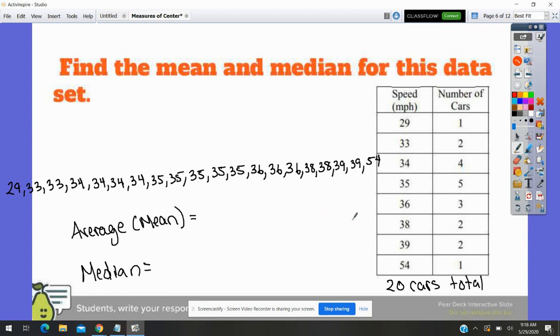So I got that the total was 722, and I divide that by the total amount of cars, which is 20. And I get that the average is 36.1, and it's miles per hour. So on average, all these cars are going about 36 miles per hour. Okay, so let's find the median. So I'm going to use a different color here. Let's use purple. And I'm going to do the same thing that we did before. I'm going to cross out on each end until I find the middle number.